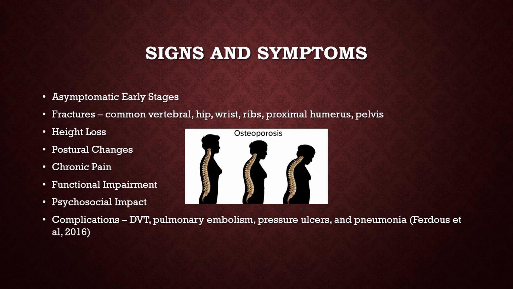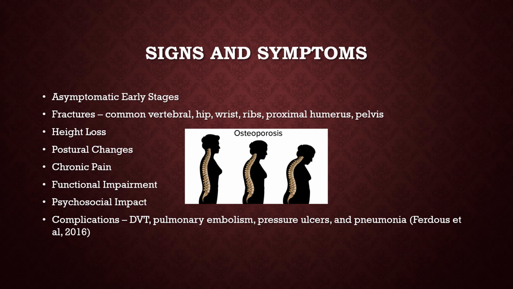Osteoporosis is often termed a silent disease because in the early stages of osteoporosis, people are typically asymptomatic and without any symptoms until a fracture occurs. Many people are unaware that they have osteoporosis until this fracture occurs or if they undergo bone density testing. Some of the common fractures in osteoporosis include the weight-bearing bones such as the vertebrae, hips, humerus, pelvis, and additionally the wrists and the ribs.